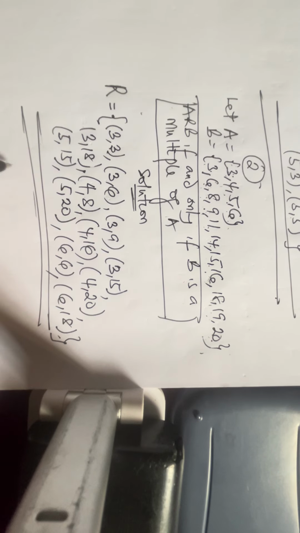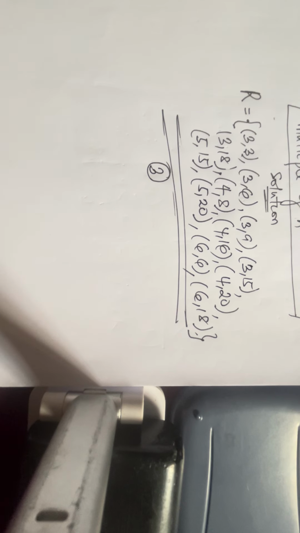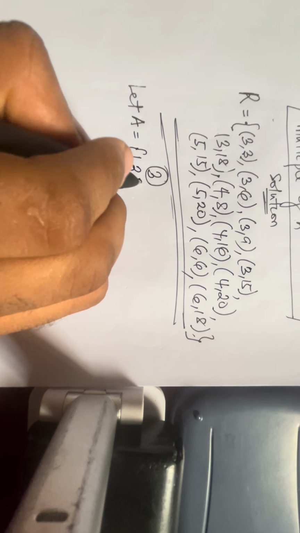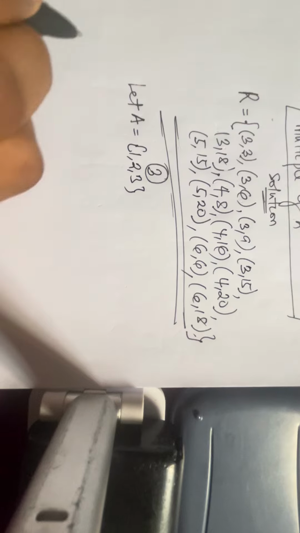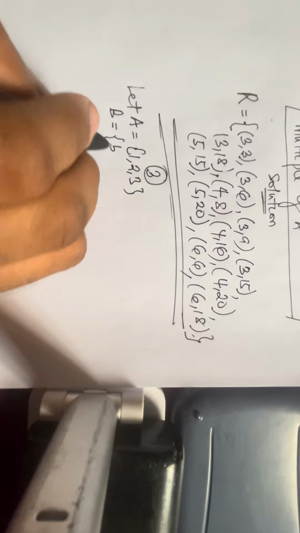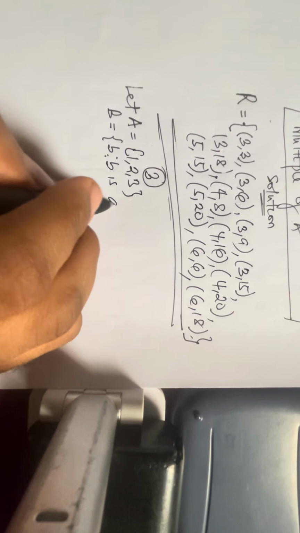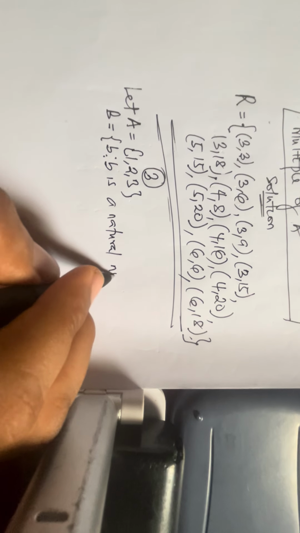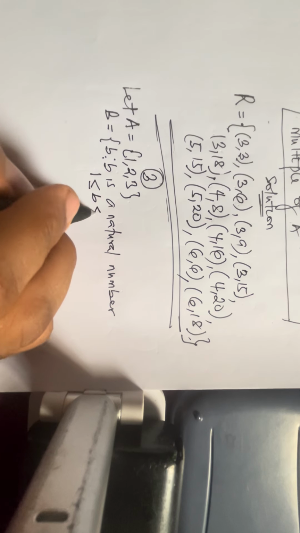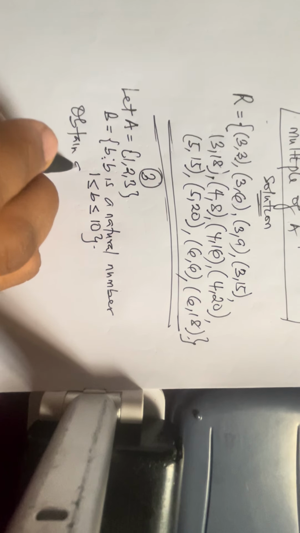So now let's look at the third example. Now, let's say that A is equal to 1, 2, and 3. Okay, and B is equal to a rule that B is such that, this colon here means such that, B is a natural number, 1 less than or equal to B less than or equal to 10.